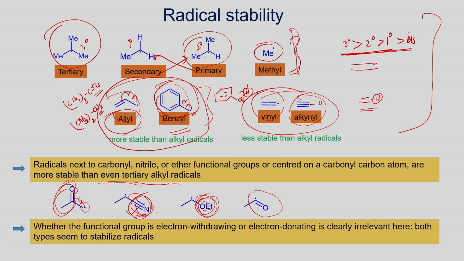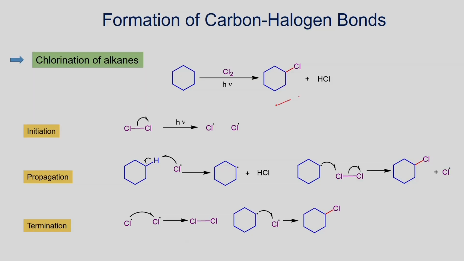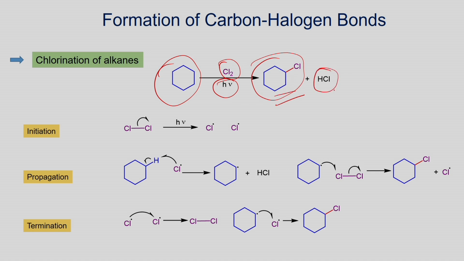So, we have seen the stability of the radical. Now, let us look at their application in carbon halogen bond formation. Here an example is shown: the reaction of cyclohexane with chlorine in the presence of light. It can lead to the formation of cyclohexyl chloride as a product, where you generate HCl as a byproduct.